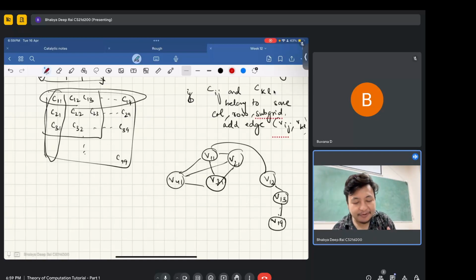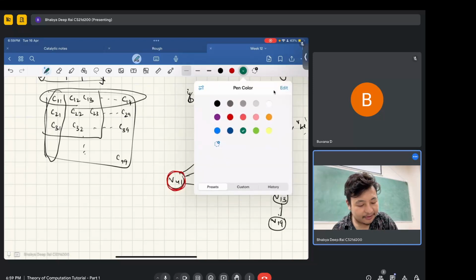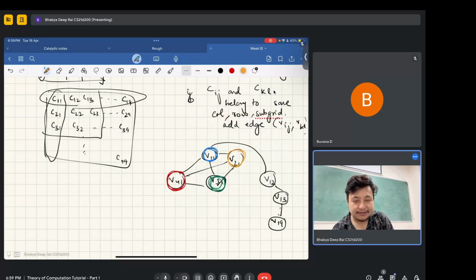The idea is that if I want to check whether this graph is 9 colorable, I need to assign a red here, then the one adjacent to it I should assign a blue, or some other different color, and V31 I should assign a green, and V21 I should assign an orange. Similarly I can assign a red to V12, and I can assign a yellow to V13, and I can assign red to V19. Now let me color the corresponding cells.